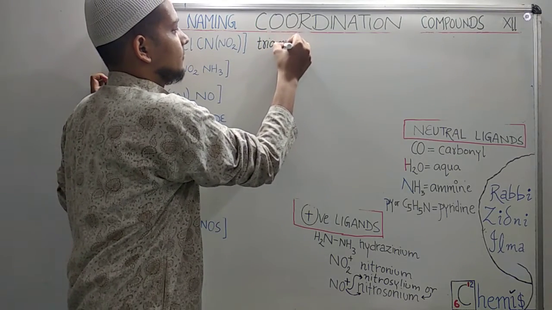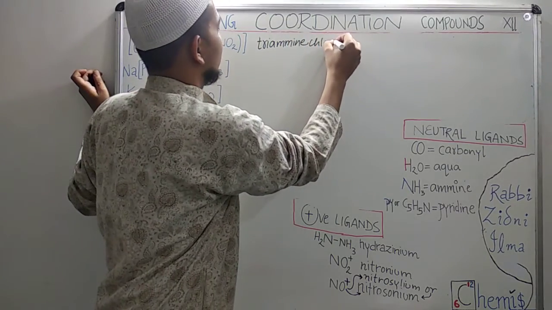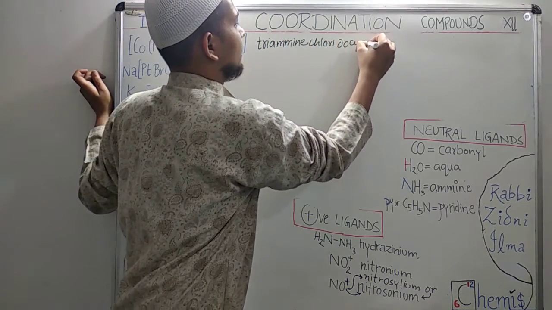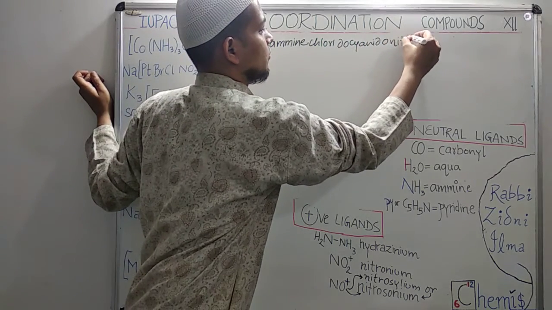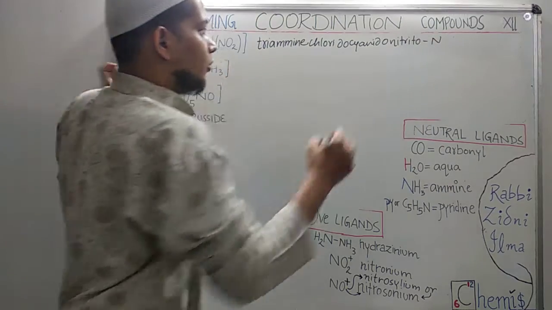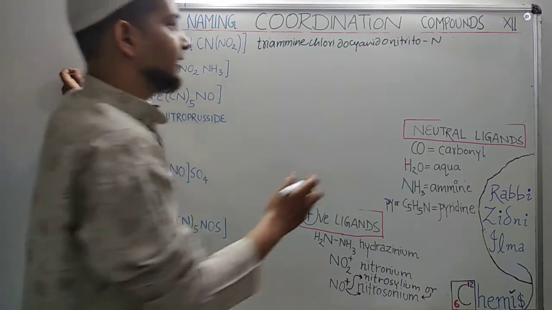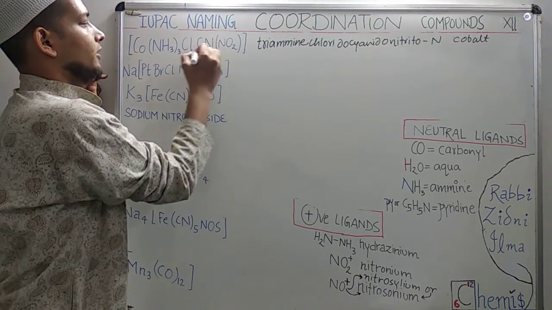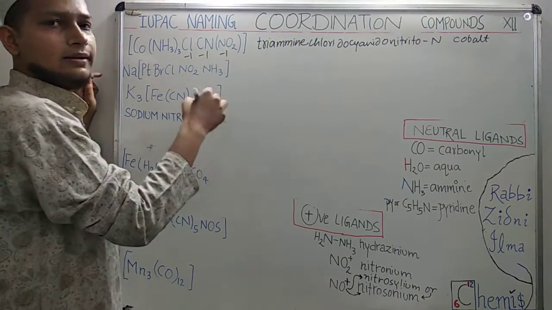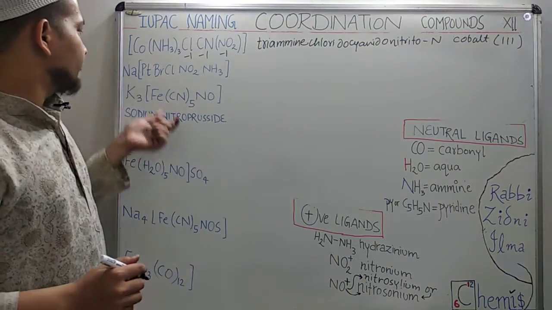Triamine, then comes chlorido, then cyanido, and then nitrito with the N. Now look carefully, no spacing between the names of ligands. We have cobalt, and the oxidation state, look here, minus 1, and minus 1, that will give us plus 3. Done.